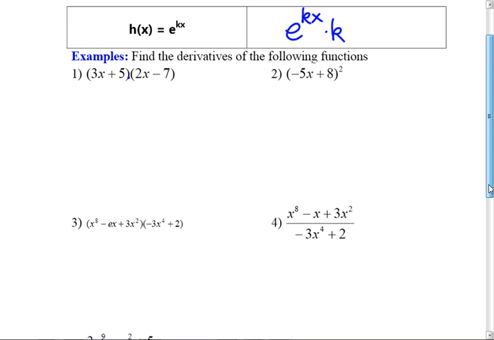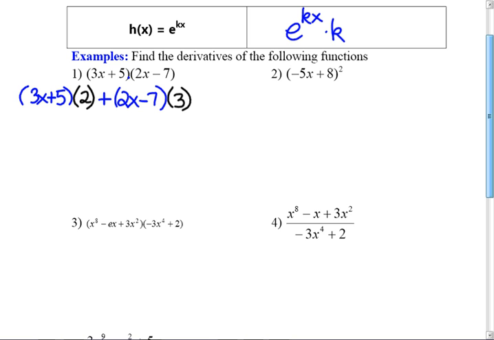So this is the product rule. So it's the first one times the derivative of the second. So what's the derivative of the 2x minus 7? 2. Is that okay? The derivative of 7 is 0 because that's just the slope of a horizontal line. Then it's plus, then it's the second one times the derivative of the first, which is, what's the derivative of 3x plus 5? It's 3.